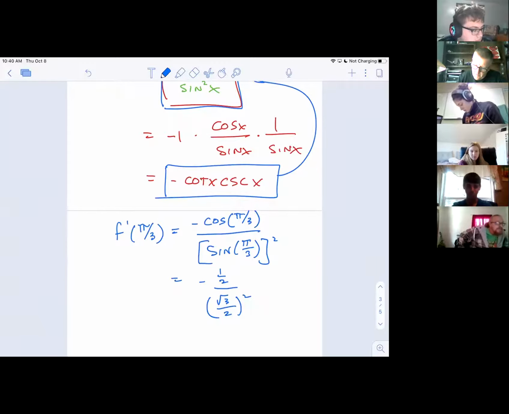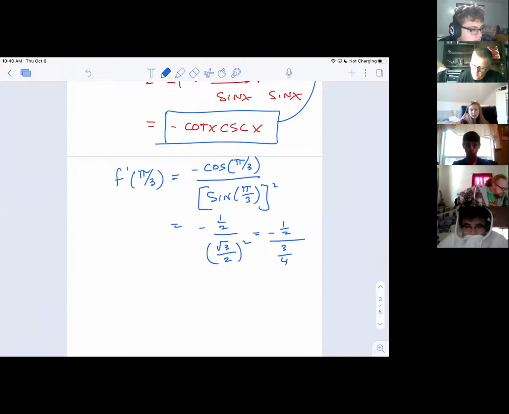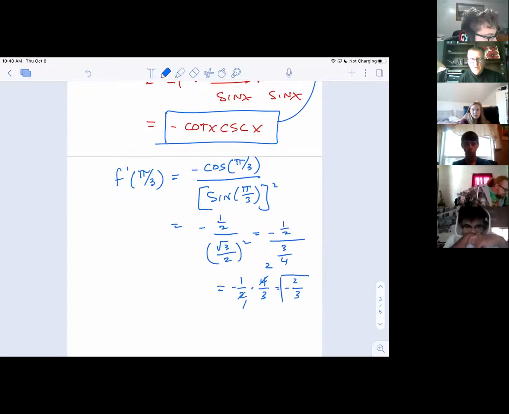Well, let's see, what is that equal to then? I got negative, I still have a half, but what's on the bottom? Square root of 3 squared is 3. 2 squared is 4. So now I have negative 1/2 over 3/4. Well, that'd be negative 1/2 times 4 over 3. So I got 4/6, or I could cancel that to 2 and that to 1. Look at that. That's exactly what I thought. I get negative 2 over 3. And so you can get it.